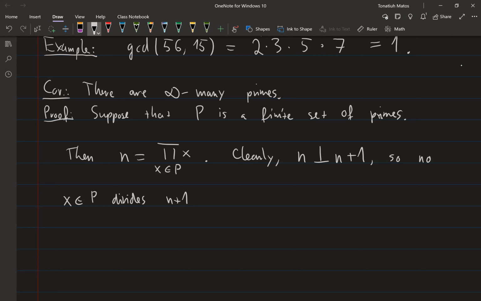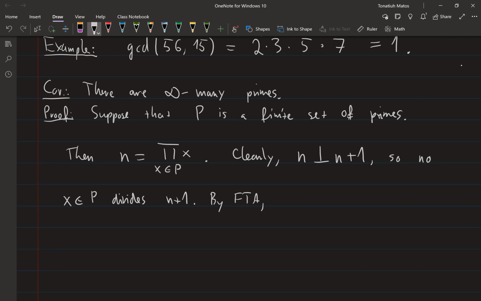So if I'm saying that n plus 1 is coprime with it, it shares no divisors except 1, well, then nothing in P can divide n plus 1, because they don't share any divisors in common. And the divisors of n are precisely the elements of P, right? So no element of P divides n plus 1. So by the fundamental theorem of arithmetic, and we actually don't need the strong bit, the uniqueness bit. We only need the existence bit.